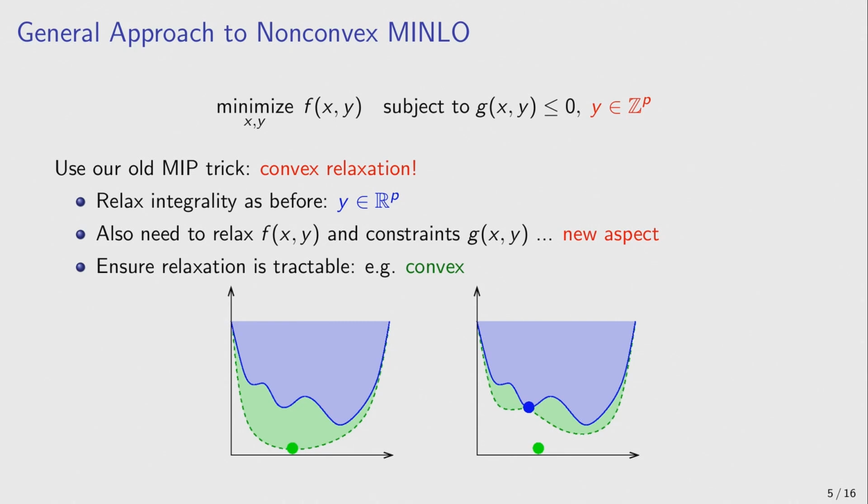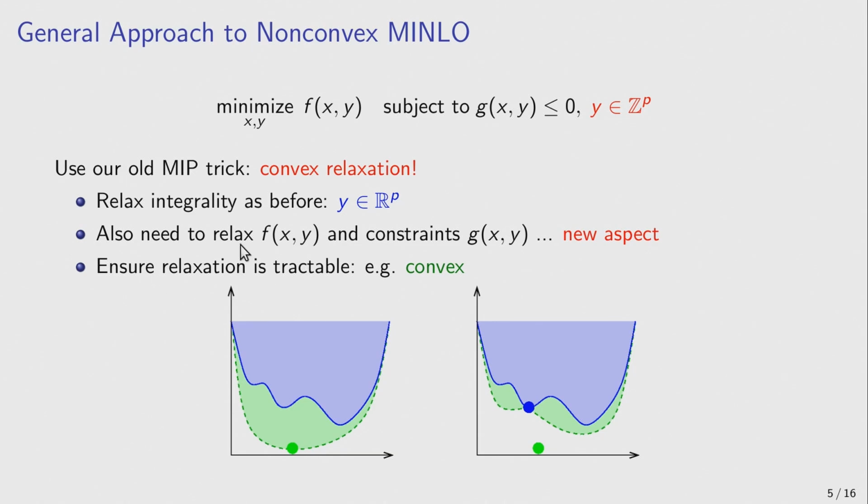So we know how to relax integrality. That's easy. We'll just pretend that the variables are real instead of integers. So if I have a number of integer variables, my relaxation is the same as before. I pretend that they're now real variables. That convexifies that part of the feasible set. But if I have this nonlinear objective function, I also have to find a convex relaxation. So somebody has to magically give me this green function that underestimates my nonlinear objective function everywhere. And that's the hard part.